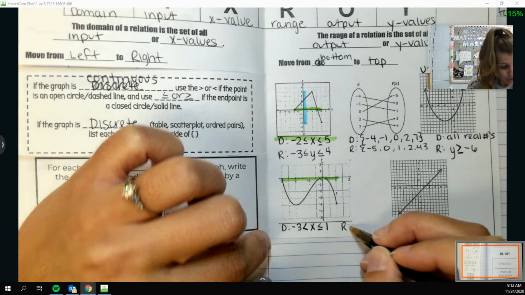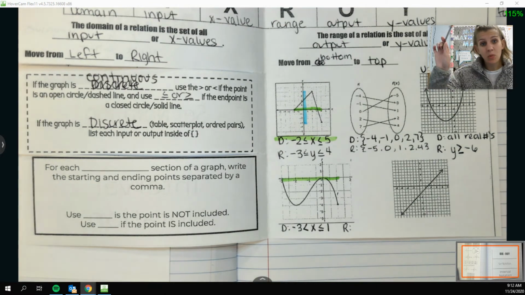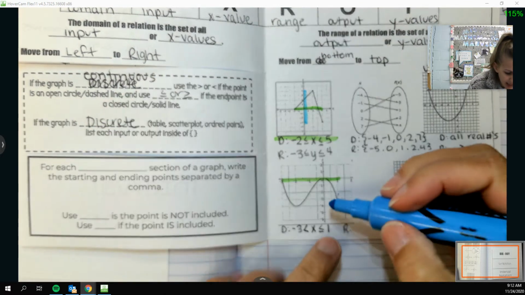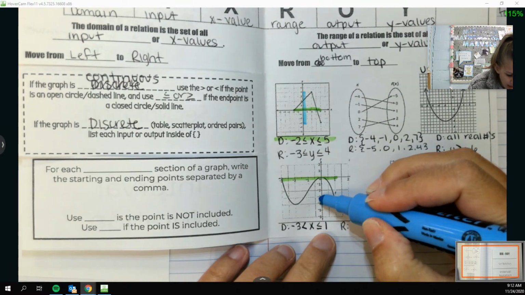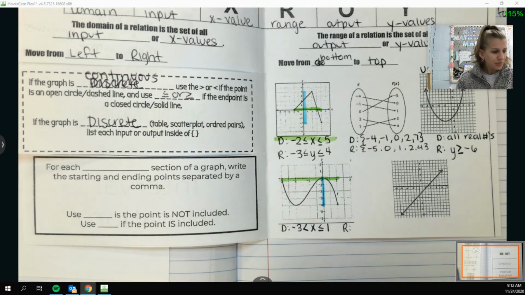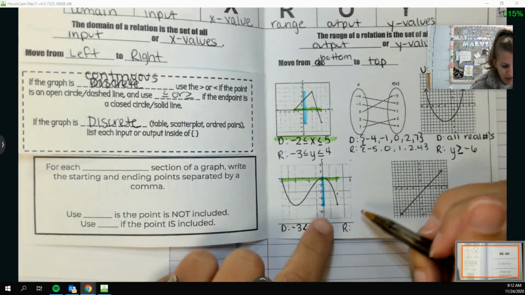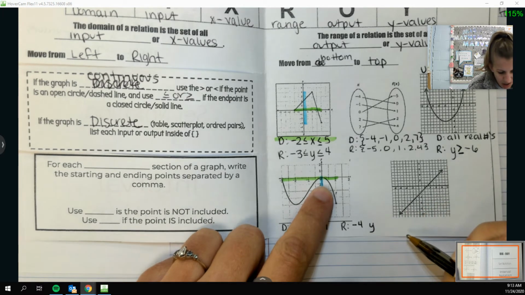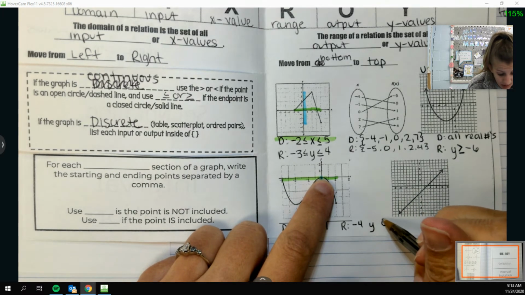Now, for range, we need to start at the bottom and work our way up. So the very bottom of this graph is down here at -4. And it goes up and up until it gets right there. And it never goes higher than that. And so the lowest range value is -4. Range is y. It goes all the way up to 0.